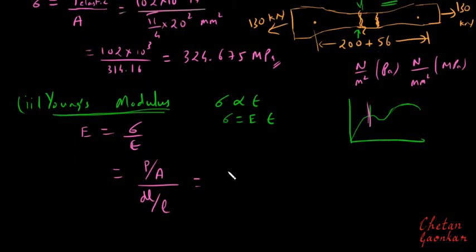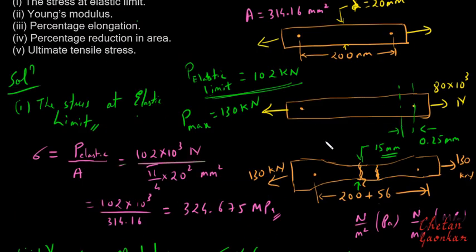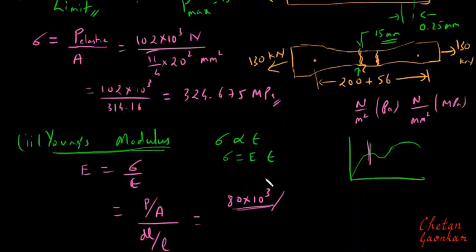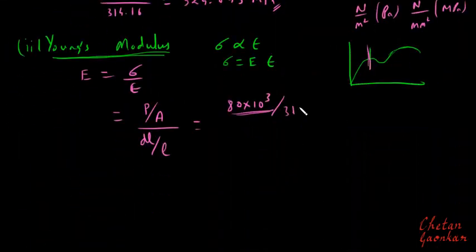So we can very well use this 80 multiplied by 10 to the power 3, because it is given as 80 kilonewton, divided by area. Now area will be this area, right? Area will be this original area. So that is 314.16, divided by how much is the change in length?